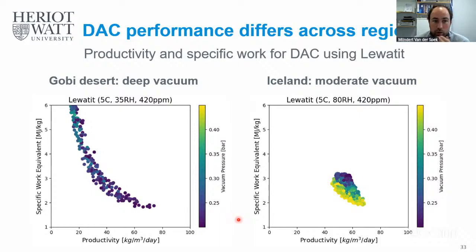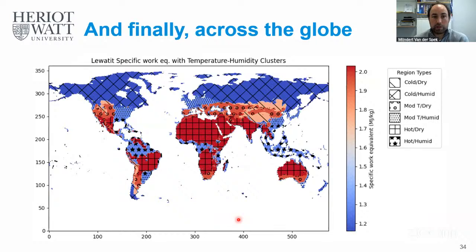Of course, you don't have to stop with the Gobi Desert and Iceland. You can do that for the whole world. This is a result that one of my current PhD students has produced. She's made a world map for a direct air capture solid sorbent process with updated Levitate isotherms, by the way. Then you can start to investigate where it makes more and where it makes less sense to actually do direct air capture. Levitate is just one material, but you can do this for other materials too, because it may well be that different materials perform differently in a variety of conditions, and maybe in one climatic zone, material X may be better than material Y or material Z.